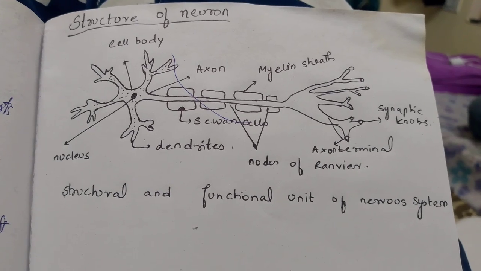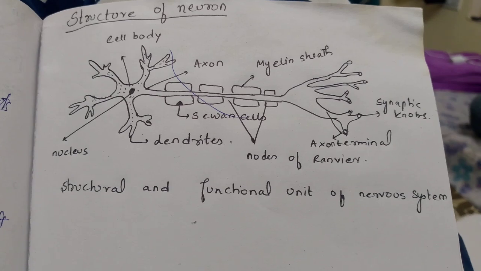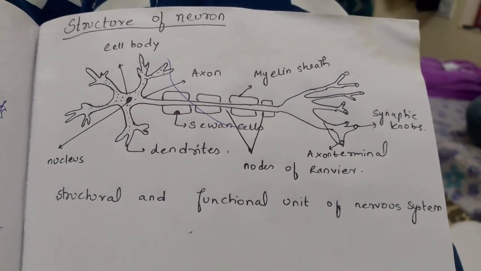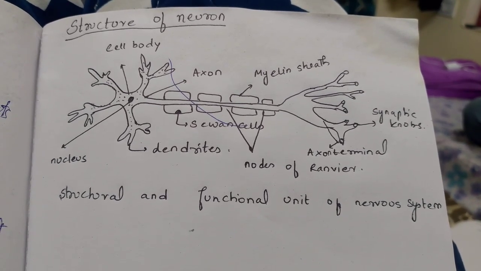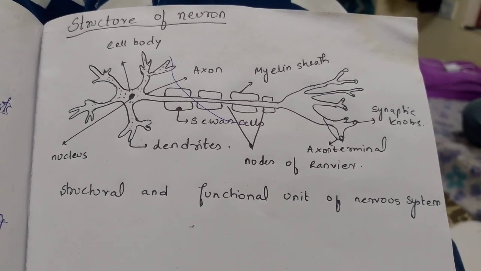Okay, and the nerve also has blood vessels. See, it contains numerous blood capillaries which transport nutrients and oxygen to the neuron.